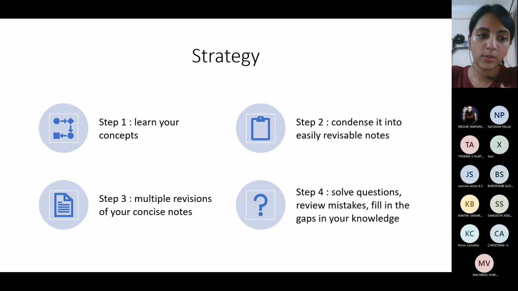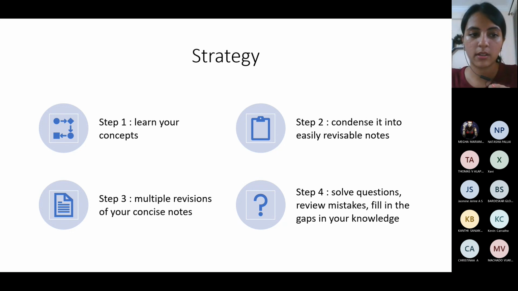The third thing you need to do is multiple revisions of your notes. So the idea is not to study everything. The idea is to study the most important things and read it again and again, because no one will be able to remember it by reading it just once. So the only way that you're going to cover all 19 subjects is actually to read it again and again.